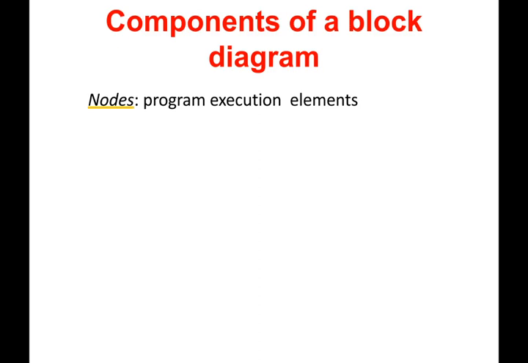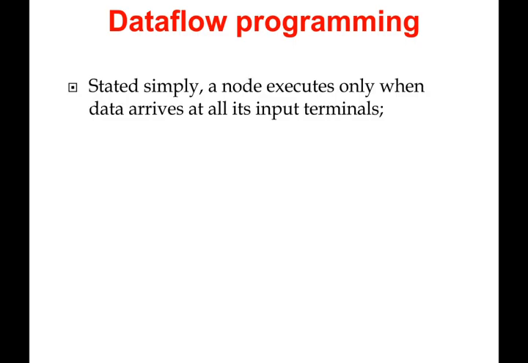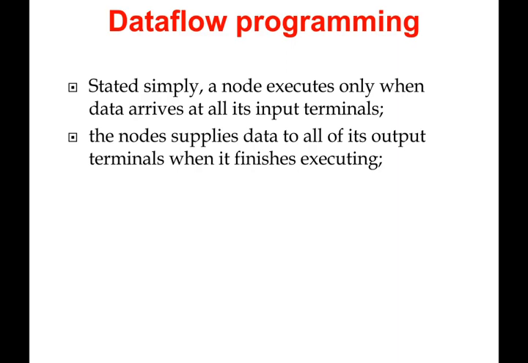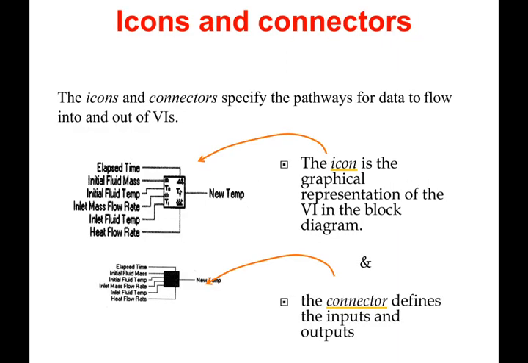Okay. What are the different components of the block diagrams? As we said, just a recap: nodes are program execution elements, terminals are ports through which data passes between the block diagram and the front panel and between nodes of the block diagram, and wires are the data path between terminals. Data flow programming, simply stated, means that a node executes only when the data arrives at all its input terminals. The node supplies the data to all of its output terminals when it finishes executing, and the data passes immediately from the source to the destination terminal.